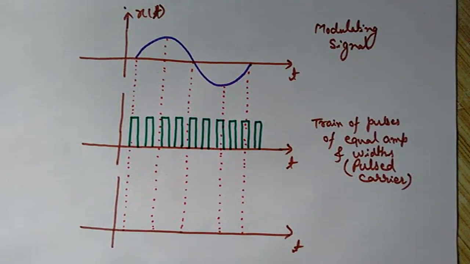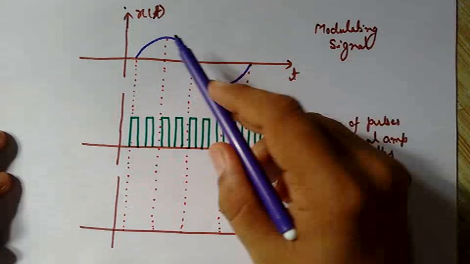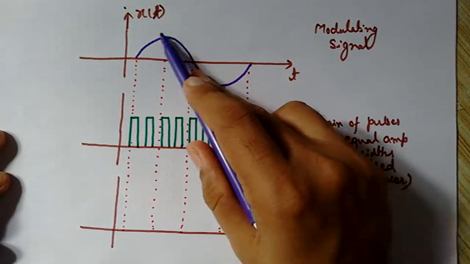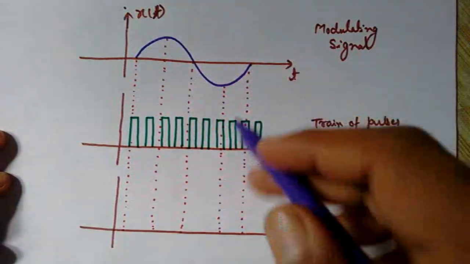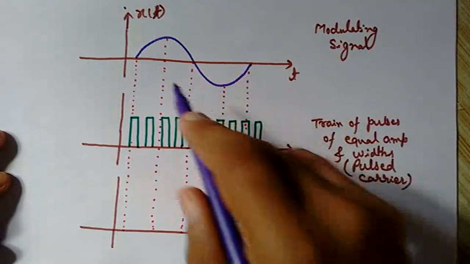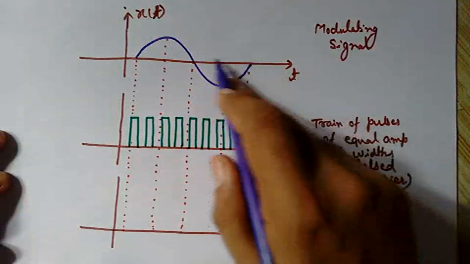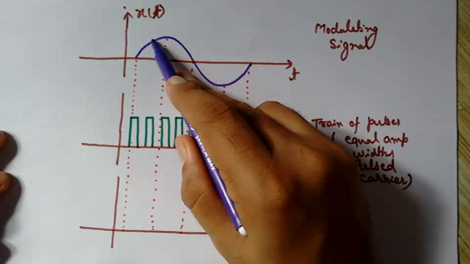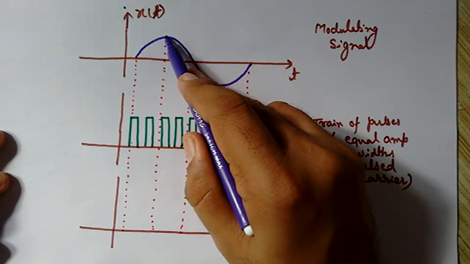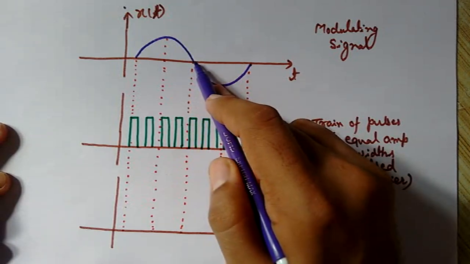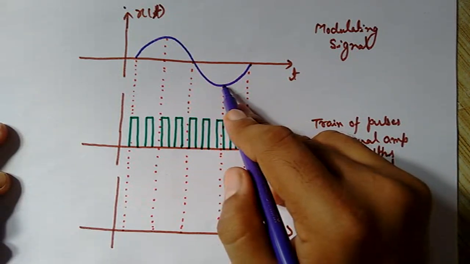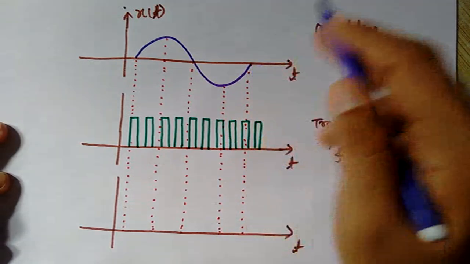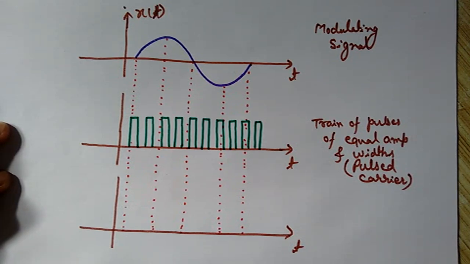So how does this happen? Actually, the width becomes maximum where the amplitude of this modulating signal is maximum, and minimum where it is minimum, and some intermediate widths at other points. So the width will be some value at this point, and it will increase and become maximum at this point. It will start decreasing, and at this point the width of the PWM will become minimum, and it will again start rising. So let's see how this happens.